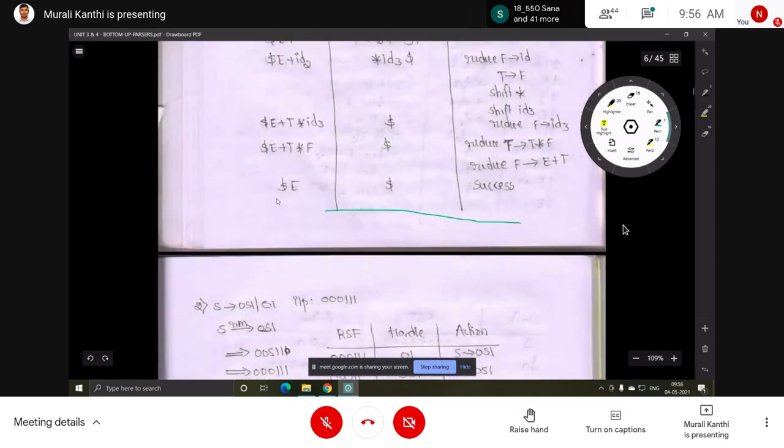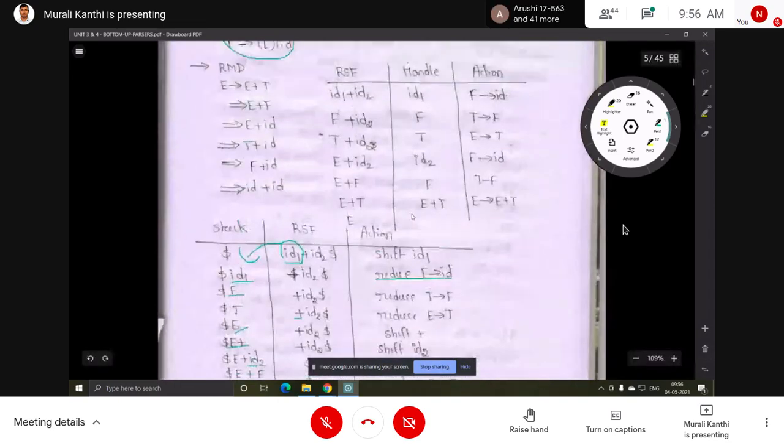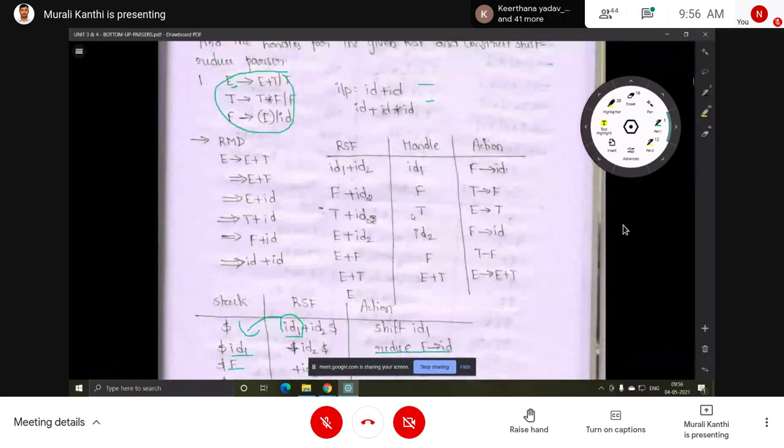Starting symbol, empty. Then why do we call it a reverse or rightmost derivation? RMD: in bottom-up parsing, it is a reverse of the rightmost derivation.